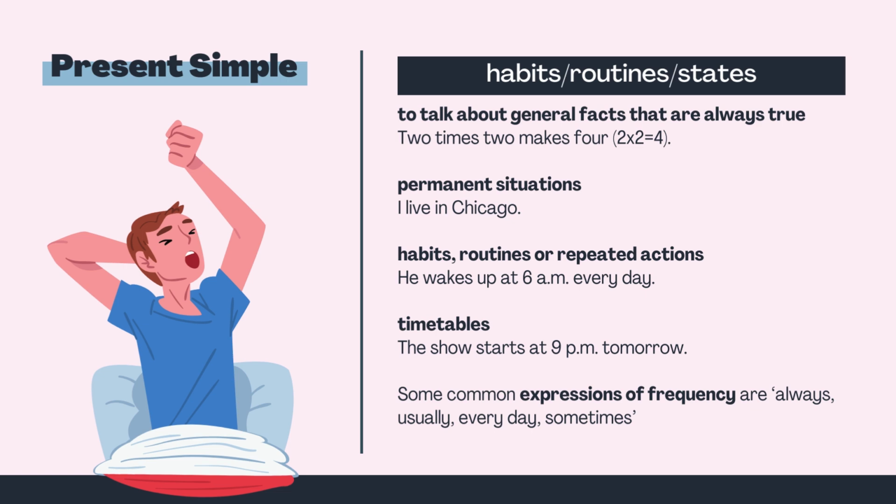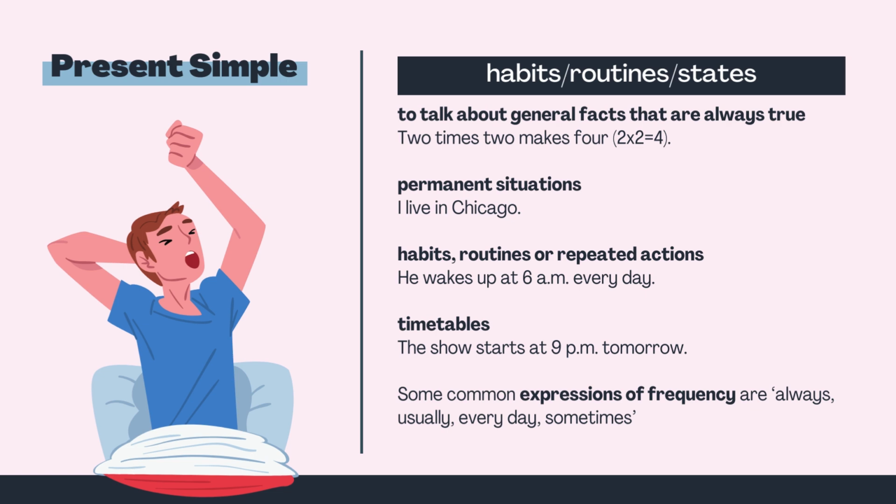The present simple is used to describe habits, routines, and states, to talk about general facts that are always true. For example, 2 times 2 makes 4. This fact is always true. To describe permanent situations: I live in Chicago.